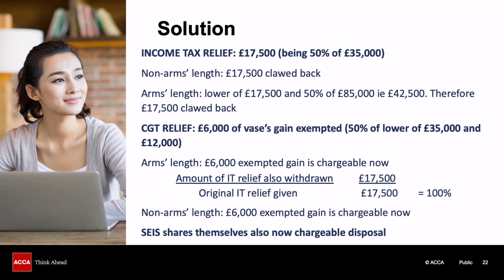Final consequence for Jax is the sale of the SEIS shares within the 3 years triggers a chargeable gain on the shares themselves. The market value will need to be used for the sale if it's to the brother, otherwise it is the proceeds figure.